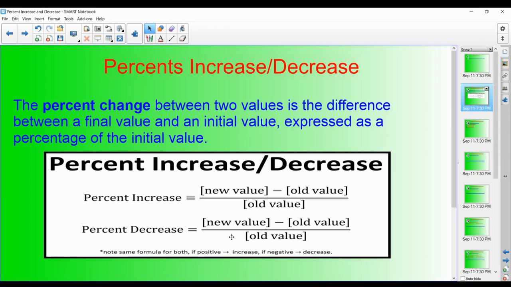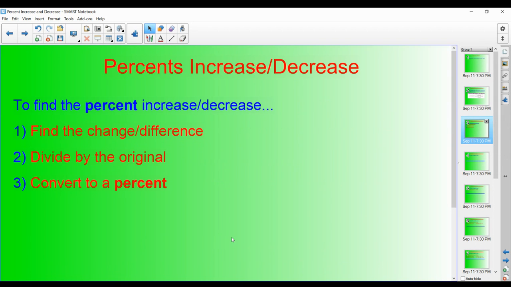So let's look at an example of how to go about finding percent increase or decrease. And here's the three-step method that I like to use. So first, find the change, find the difference between the original and the new. Then we're going to divide by what the original amount was, and then we have to convert from a fraction to a decimal to a percent.